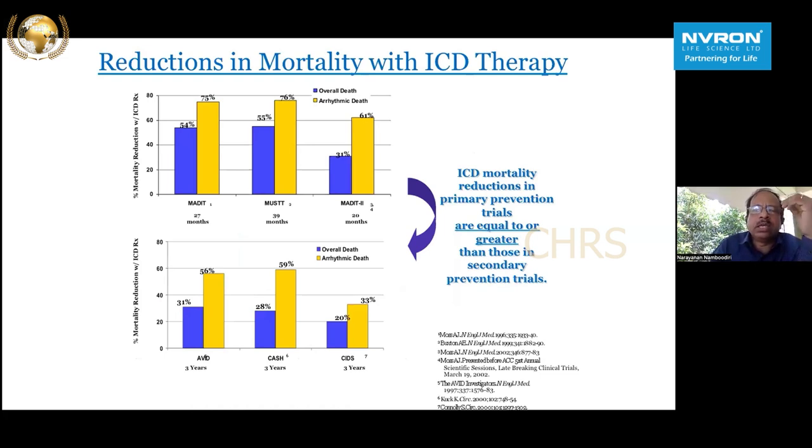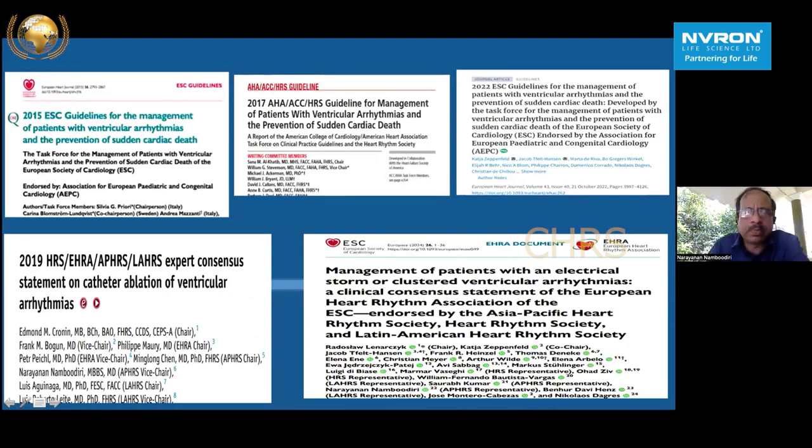And in each of these subgroups, ICD has decreased the mortality. And in fact, in primary prevention trials, the benefit is equal or greater than secondary prevention trials. You can see what is labeled as orange here is arrhythmic risk reduction, and the overall risk reductions otherwise. So MADIT, MUSTT and MADIT 2, the primary prevention trials, had equal or more risk reduction compared to secondary prevention trials. So I'll come to the third part of my talk.